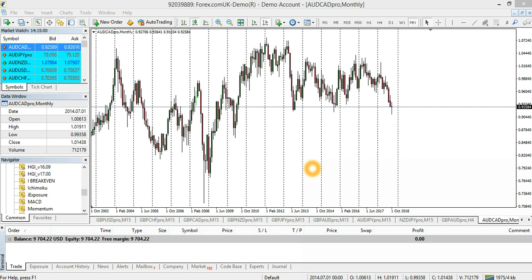Oftentimes, you hear me say that if we can just identify patterns in the market, then trading really is that simple. The ability to identify patterns and just trade the patterns. Now, to learn how to do this requires spatial intelligence, and I'm going to spend some time here just teaching you a little bit about spatial intelligence.